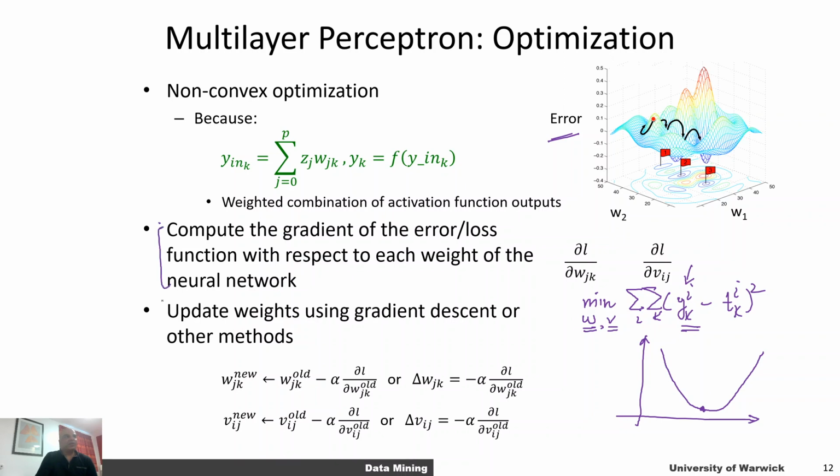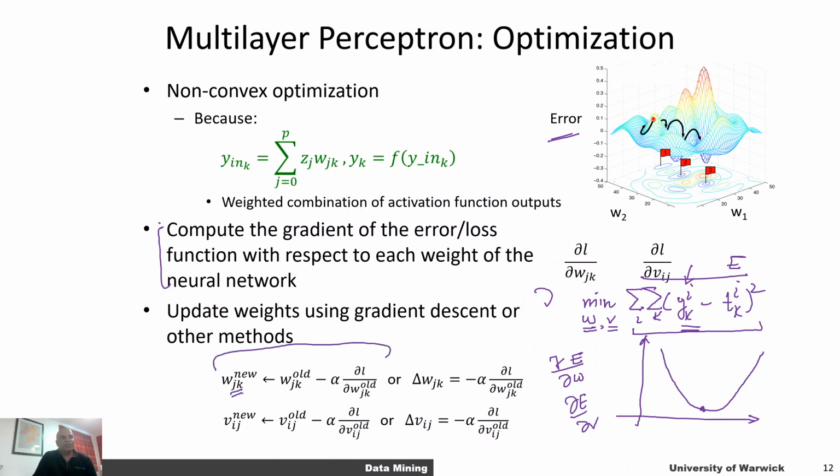You compute the gradients of this error function. So this is your error function, which I'm just going to call E. You compute its gradients with respect to the weights W, and you compute its gradients with respect to the weights V, and then you apply gradient descent. This is simply the equation of gradient descent.